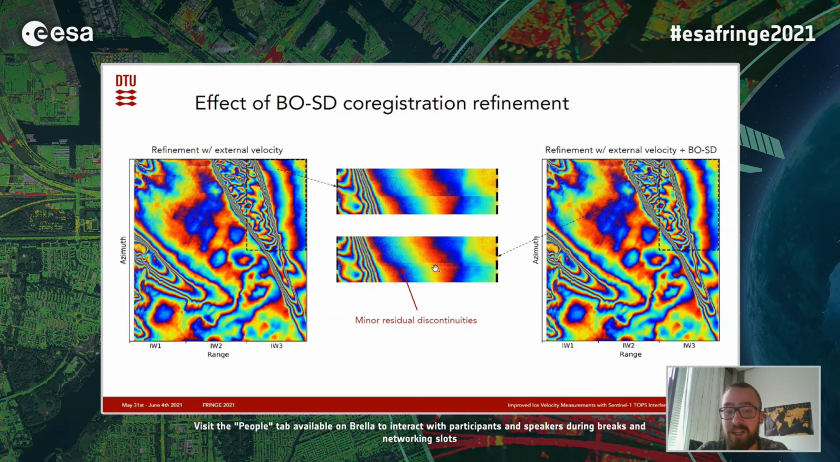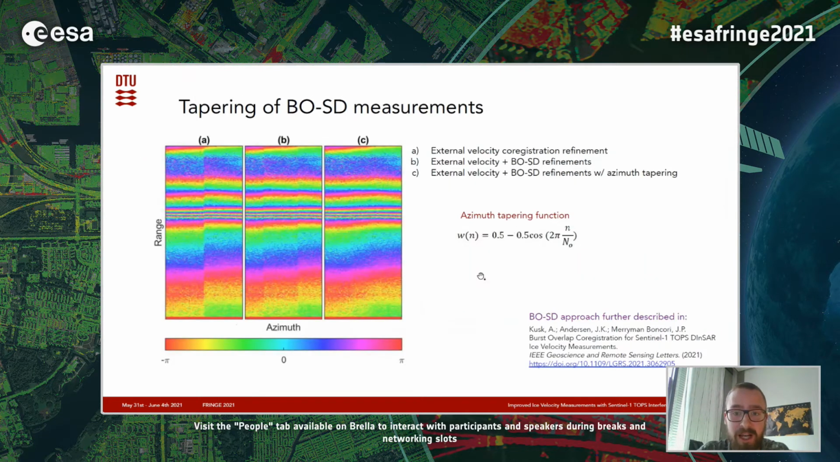But of course, since we only have measurements in the burst overlaps, we now risk introducing two smaller discontinuities at either end of the burst overlap. And in order to suppress those, we apply an azimuth tapering function to these burst overlap azimuth shift measurements before applying them in the co-registration refinement.